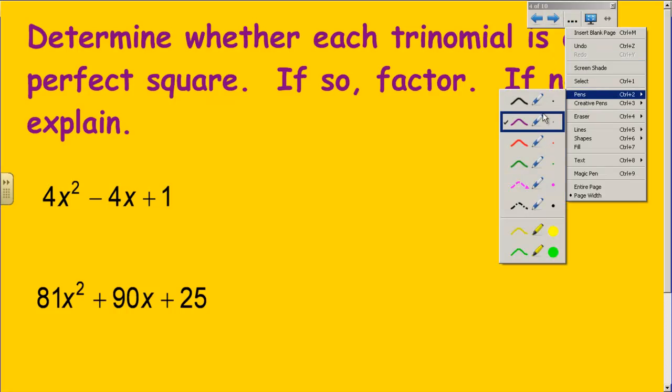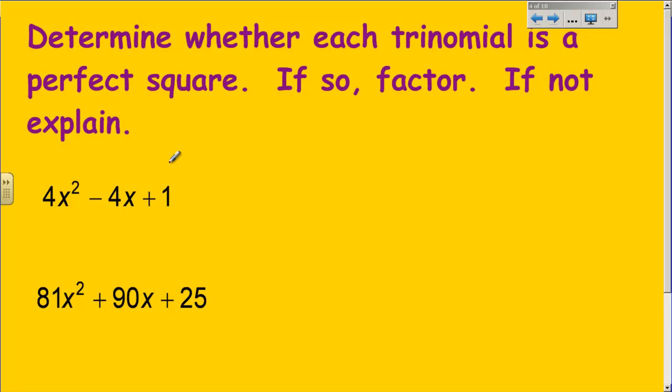First thing we're going to decide is whether or not what we're dealing with is a perfect square trinomial. If it is, we're going to factor it. If it's not, then we're going to explain why and move on. So here is the first one. The first term is 4x squared. 4x squared is a perfect square because 2 times 2 is 4 and x times x is x squared. Its two factors are 2x and 2x. You're going to need to know that. Now the last term, 1, is also a perfect square because 1 times 1 gives me 1.